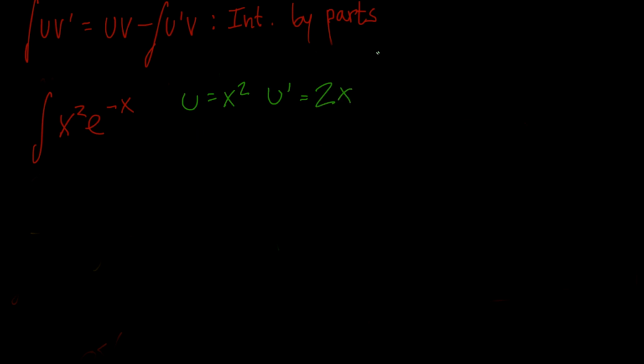And then I'm going to make my v prime equal to e to the negative x, and my v is going to be equal to negative e to the negative x, right? You can verify this for yourself. If you take the integral of e to the negative x, you're going to get negative e to the negative x. It requires some substitution. And then I'm just going to set up my integration by parts right here on the right hand side.